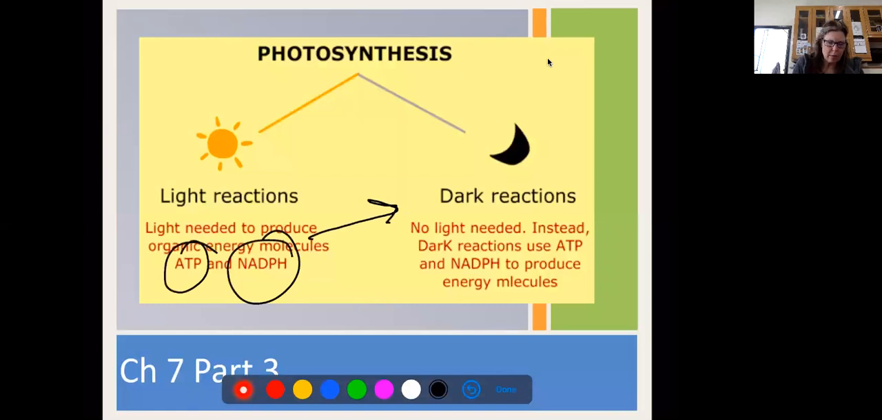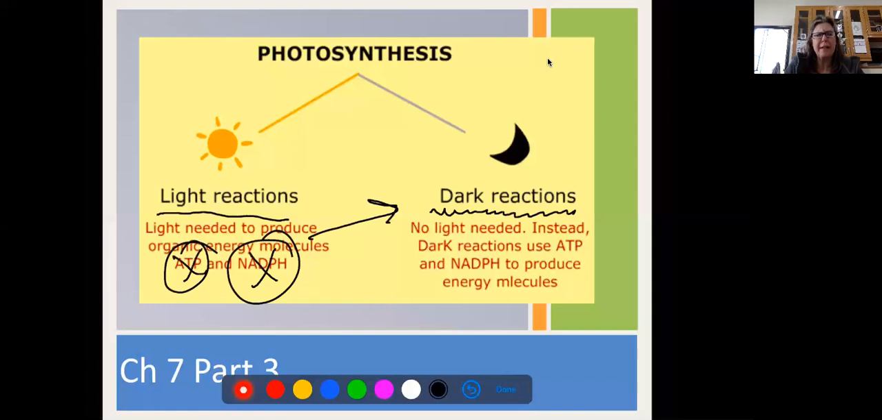So this one we call the light reaction. Since this one here does not use light, we called it the dark reaction. But the problem was that it can occur for a short period of time without sunlight. But once you run out of NADPH and ATP, you can't continue that process.